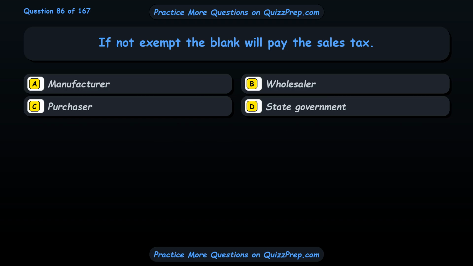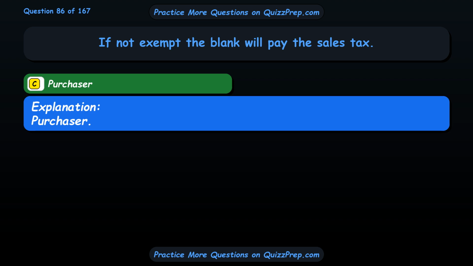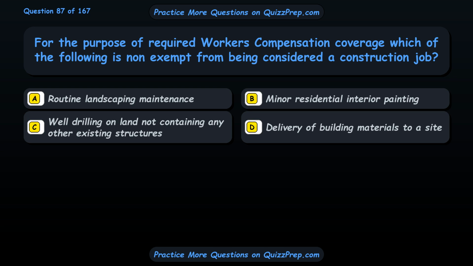Question 86. If not exempt, the blank will pay the sales tax. Option A, manufacturer. Option B, wholesaler. Option C, purchaser. Option D, state government. The correct answer is option C, purchaser.